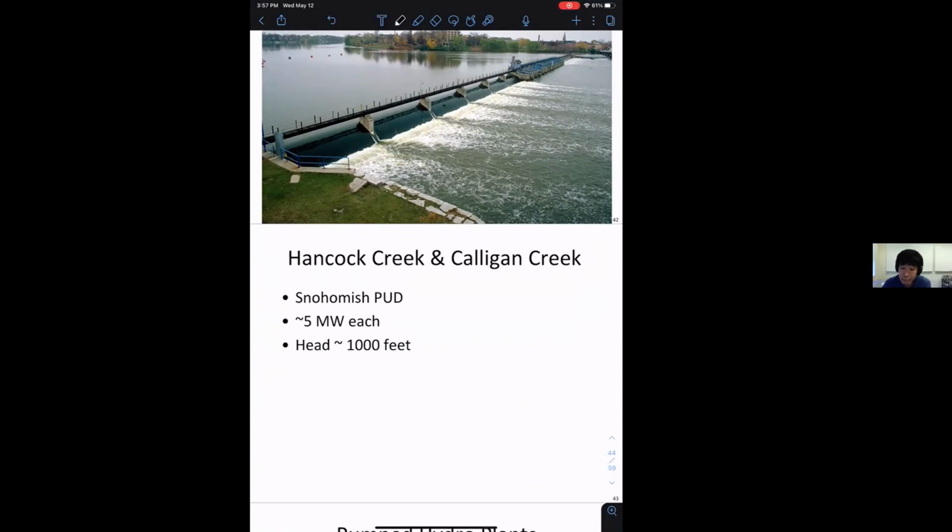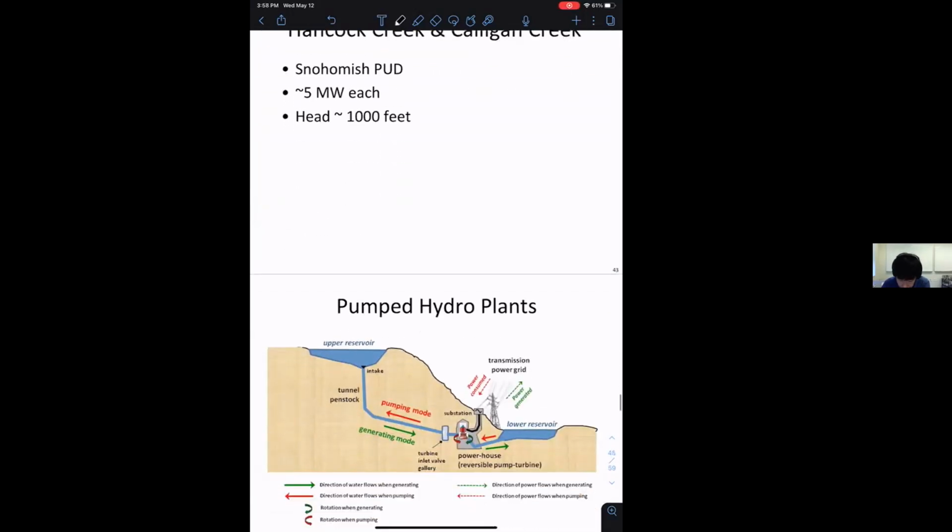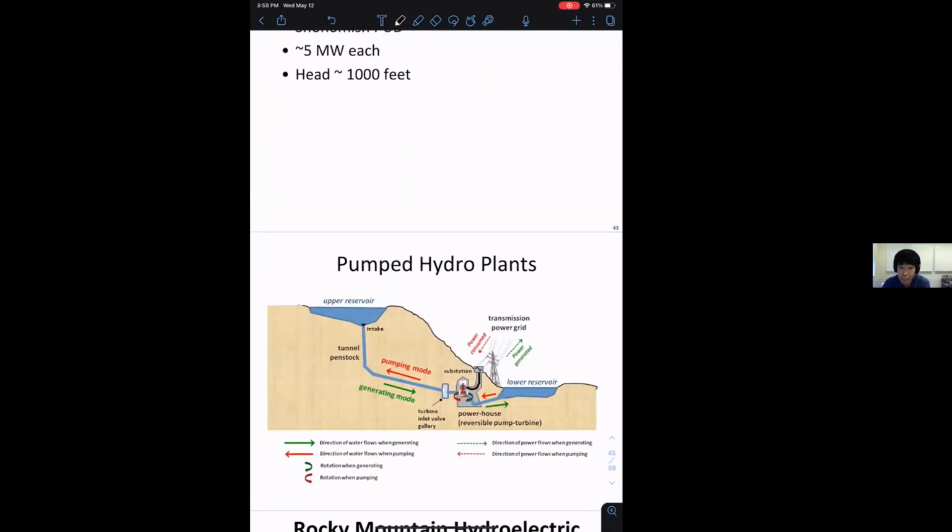Okay, the last thing in hydropower is pump hydro. Pump hydro is a power plant run backwards, basically. You reverse the direction of water flow. What you do is you have two reservoirs. There is not really a river coming in. You're basically flowing water back and forth, from the lower reservoir to the higher reservoir and vice versa.